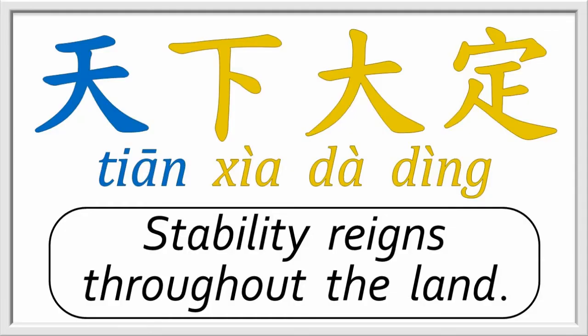And lastly, a phrase often seen in history books describing the end of hostilities between rival lords, or perhaps a dynastic change. 天下大定. Stability reigns throughout the land. The world is at peace. 天下大定. Of course, this expression could also be used humorously to describe a household where the bickering and noisy quarreling had finally subsided.